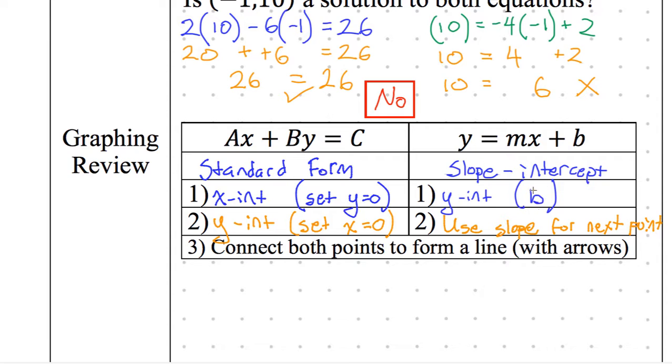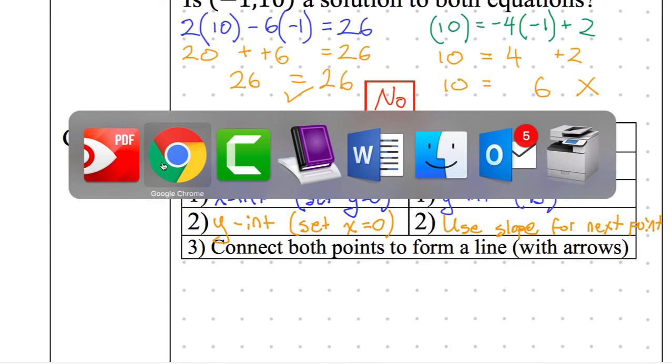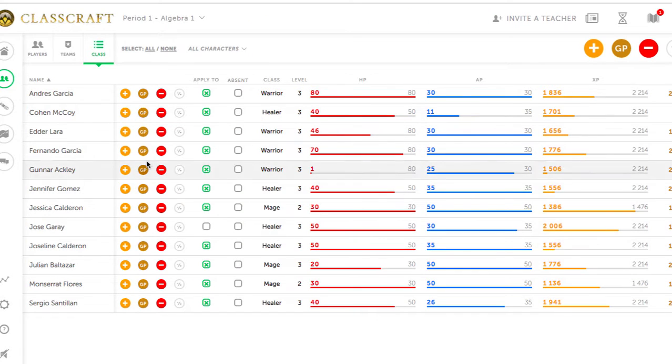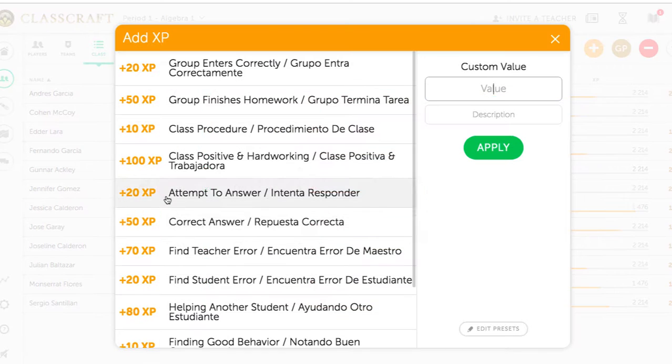So if I start from my y-intercept, I use the slope to get to my next point. So I might go right 1, up 2, or whatever from my y-intercept. And then I'll have my 2 points, and then I connect them both with the line. Good review. Let's give Fernando his XP before we forget. I put him on the spot.